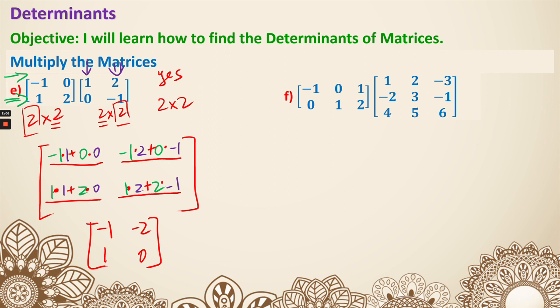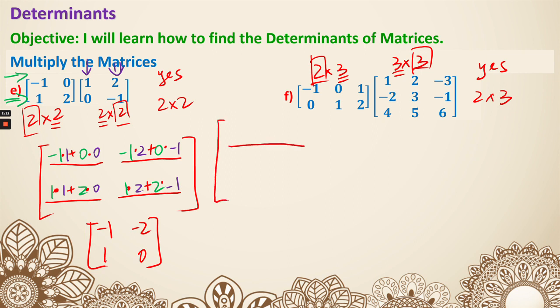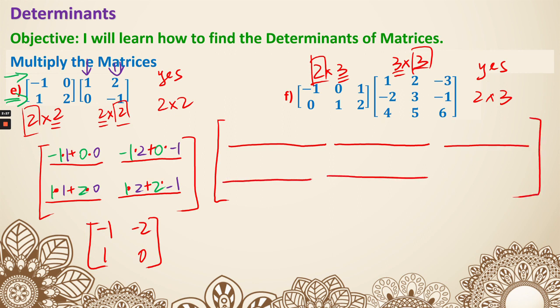Next, F. Same thing, start with the dimensions. That's a 2 by 3. That is a 3 by 3. So we're going to have inner dimensions of 3s. That means we have 3 pairs of numbers in each space. The result right here is 2 by 3, so let's make sure we have enough space. Draw a big one.